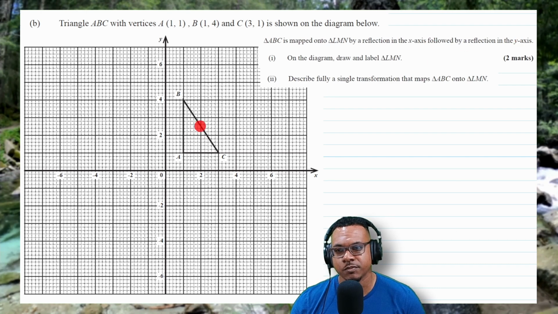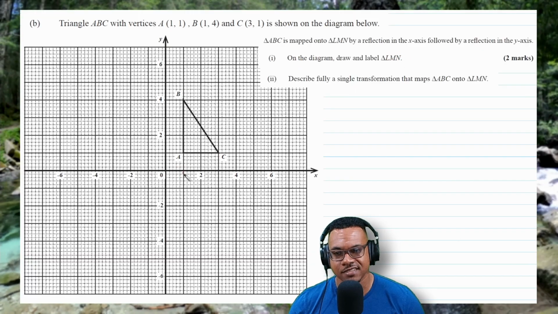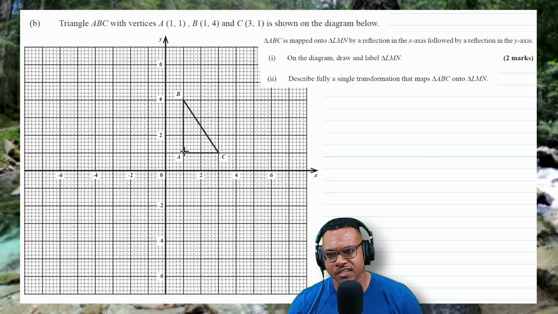So this is our triangle ABC. We're going to reflect it in the x-axis first, and then in the y-axis. For part 1, we're going to draw that and label that triangle LMN. Now, if this is our mirror line here, the x-axis, the distance between our object and the mirror line must be the same between the image and the mirror line. So if this is the object A here, then the image would be right here.